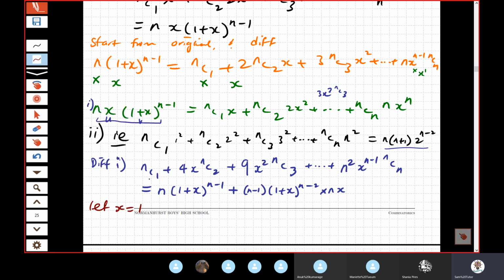Remember, step 1, differentiate. Step 2, get rid of your x's. So this would look like this: n choose 1 plus 4 n choose 2. And look, can you see where your squares are coming in now? 9 n choose 3, because 9 is 3 squared. 16 would give you 4 squared, and so on.